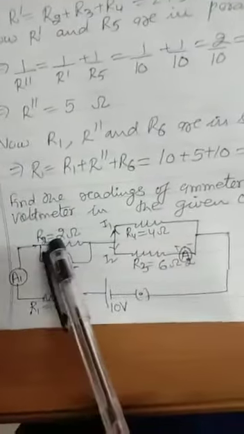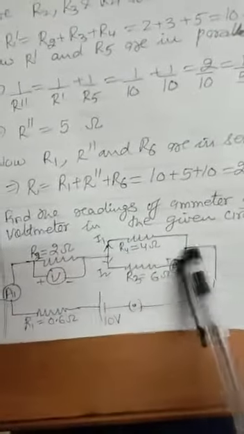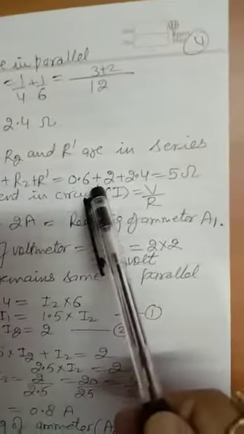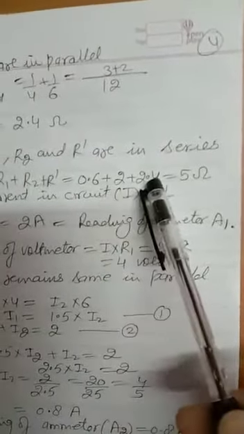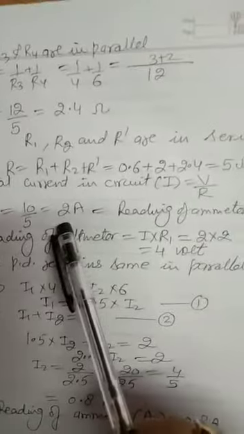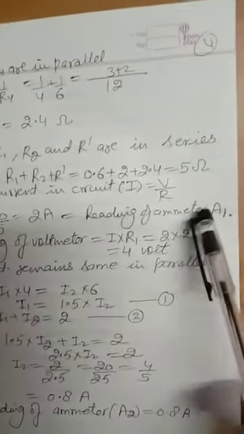Now if you see this 0.6, means R1, this 2, and this effective resistance between these 2 points are in series. So we get the net resistance of the circuit as R1 plus R2 plus R dash. That is 0.6 plus 2 plus 2.4, means 5 ohm. So the current in the whole circuit will be, by Ohm's law, V upon R, that is 2 ampere, and this 2 ampere will be the reading of ammeter A1.